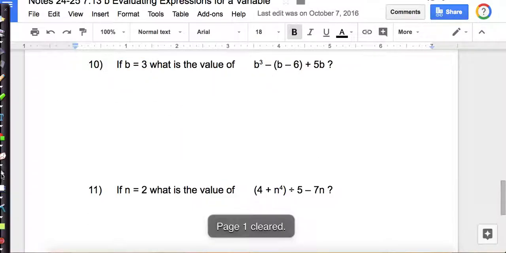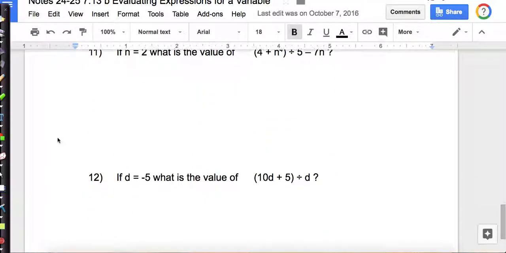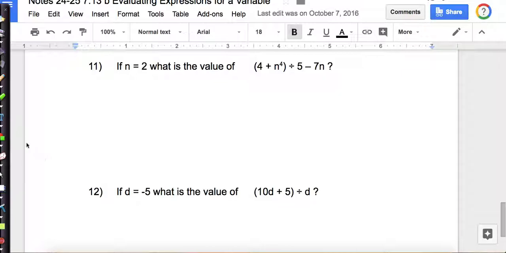Okay, now feel free at any time to pause the video if you haven't to this point, and maybe try a couple on your own. So welcome back once again if you paused the video. So n equals 2, so I'm going to box that in. Parentheses, 4 plus 2 to the 4th power. Close your parentheses, divided by 5, minus 7 times 2. And remember, my number in front of letter means to multiply, so that's why I put a dot there. It's not 72, it's 7 times 2.